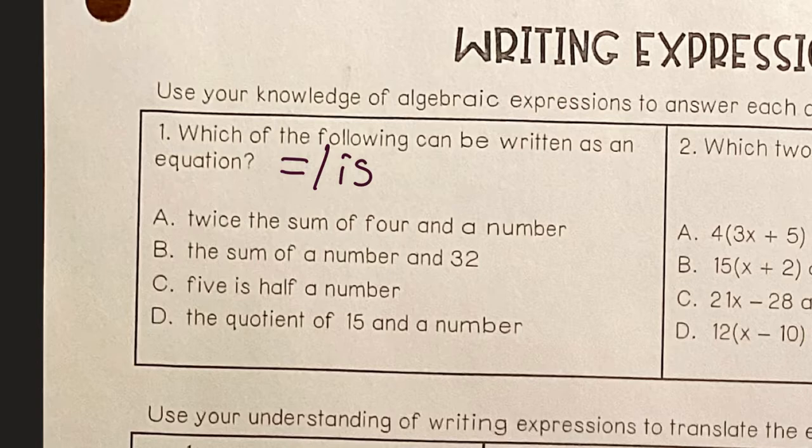For A, it says twice the sum of 4 and a number. I know that this is an expression because there's not the word is in it. Twice means 2 times. The sum means that we are adding 4 and a number, and I'm going to put n for a number. So my expression would look like 2 times the quantity 4 plus n, some random number. Therefore, I don't have an equal sign, so this is not an equation. A is not my answer choice.